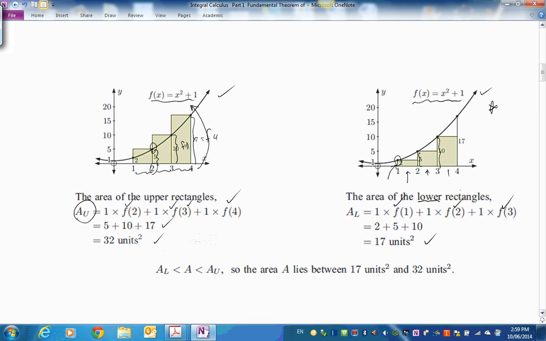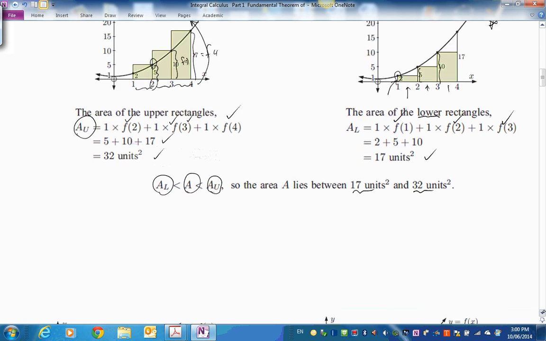So we get a total of 17 square units. So what do we know? The actual area is somewhere less than the upper area and greater than the lower area. So it's somewhere between 17 and 32. And you say, well, that's interesting, but that's pretty rough. We'd want to do better maths than that. So let's come down and see if we can do better.